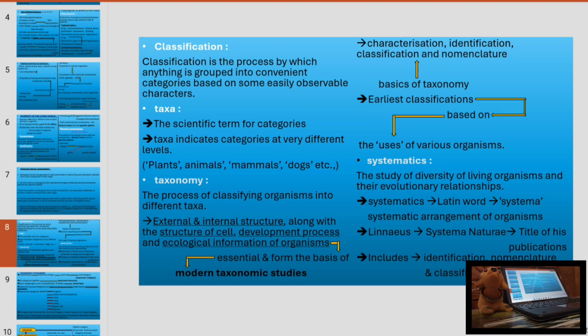And coming to systematics, systematics is the study of diversity of living organisms and their evolutionary relationships. The term systematics is a Latin word that came from systema, which means systematic arrangement of organisms. Linnaeus used Systema Naturae as the title of his publications. Systematics includes identification, nomenclature, and classification.